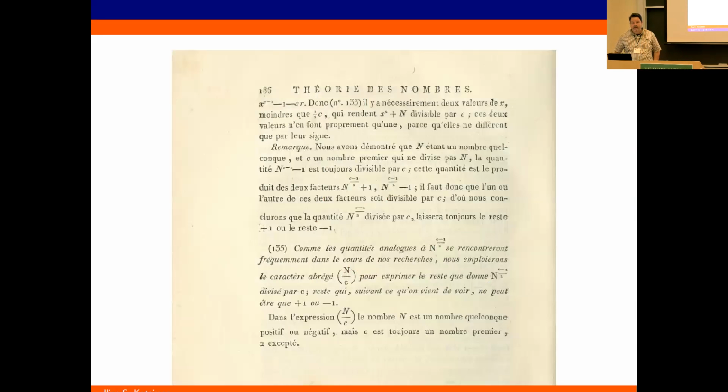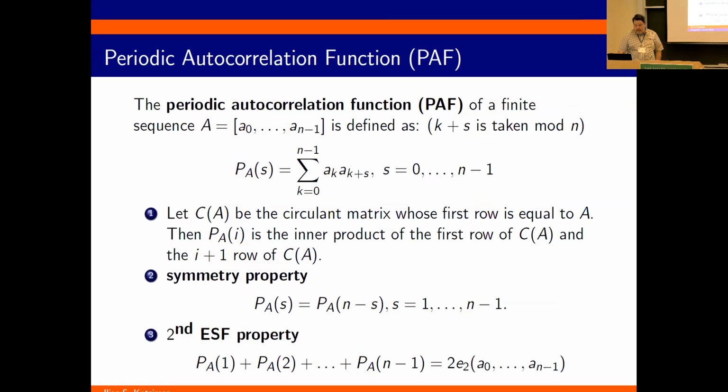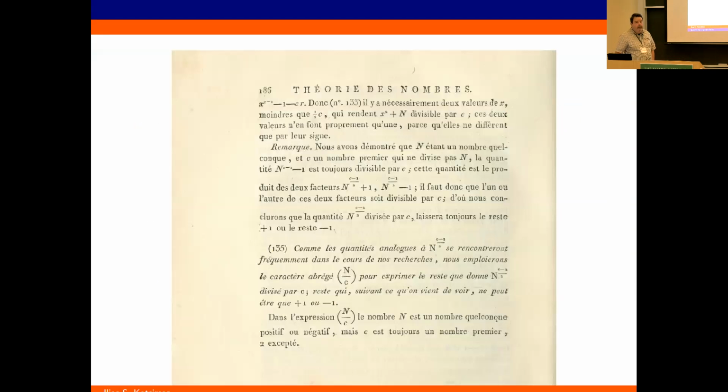And this is an extract from the original book of Legendre, and if you can read this small print here, "comme les quantités analogues, etc., se rencontreront fréquemment dans les cours de nos recherches." Okay? Amazing clarity in his definition a few hundred years ago. And let me, no, he didn't call it, no. It was called later by others. He didn't have a name. But he says clearly, we will use the abridged character N over C. It's a very, very clear definition, which is, of course, the same since then.